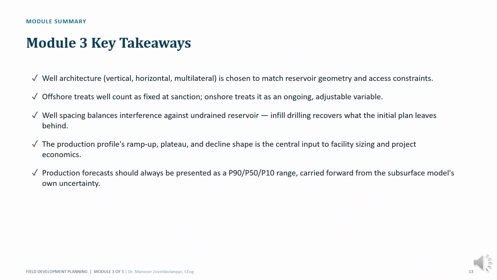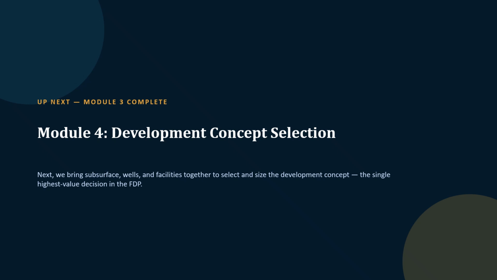Let's summarize the key messages from this module. Well architecture must match reservoir characteristics and development constraints. Onshore developments typically treat well count as a flexible variable, while offshore developments often fix well count at sanction. Well spacing is an optimization problem that balances interference against undrained reserves. Production profiles consisting of ramp-up, plateau, and decline phases drive both facility sizing and economics. Finally, production forecasts should always be expressed as P90, P50, and P10 ranges to reflect uncertainty carried forward from the subsurface model.